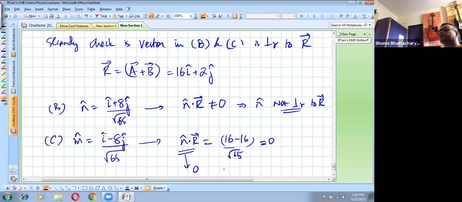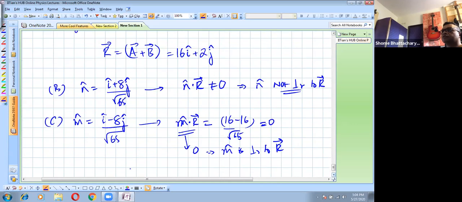So it implies that this unit vector m cap is perpendicular to the resultant. So therefore, we have option C as the correct answer. That is, m cap is a unit vector perpendicular to the resultant of AM.